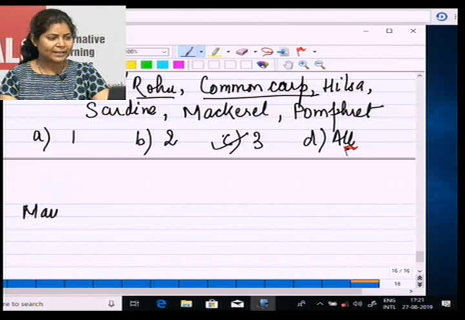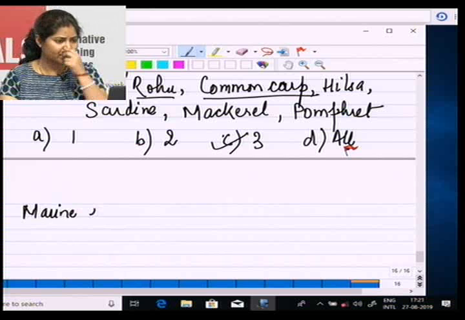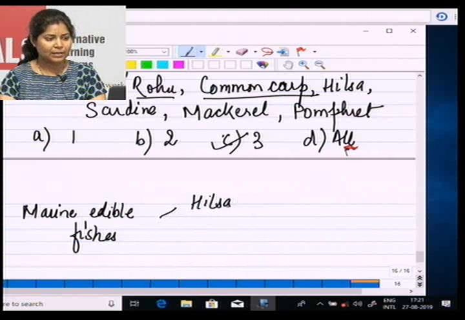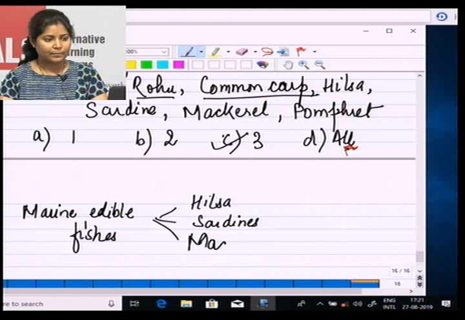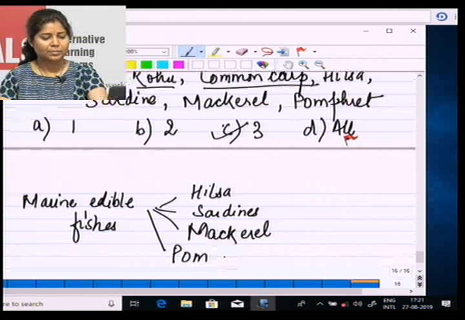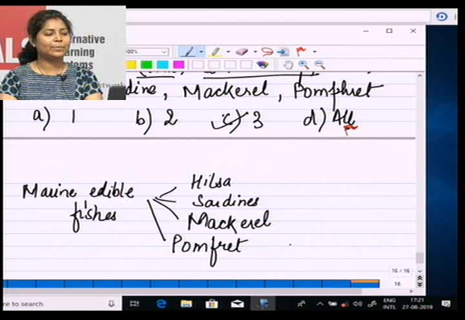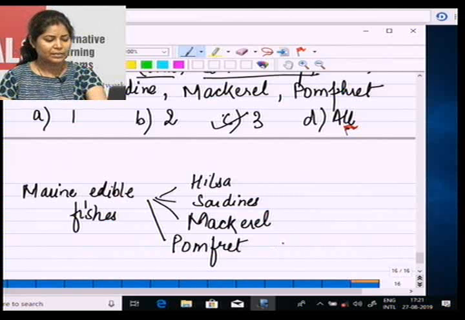So let's see the names of marine water fishes which are edible. The rest of them: hilsa, sardines, mackerel, and pomfret. All these are edible fishes from the marine part, that is from the sea water.